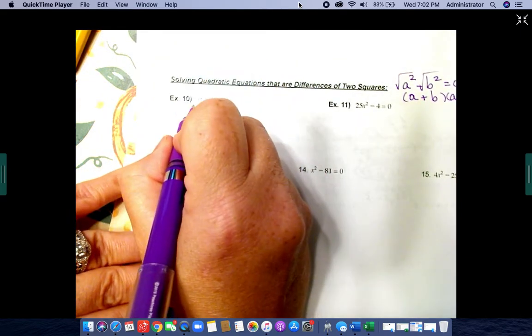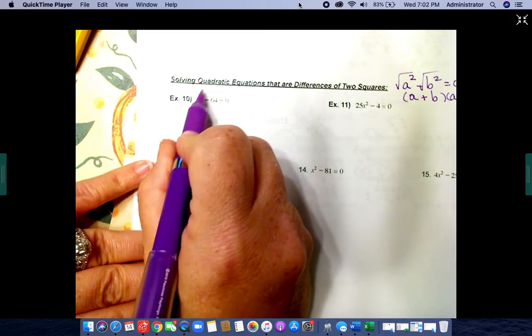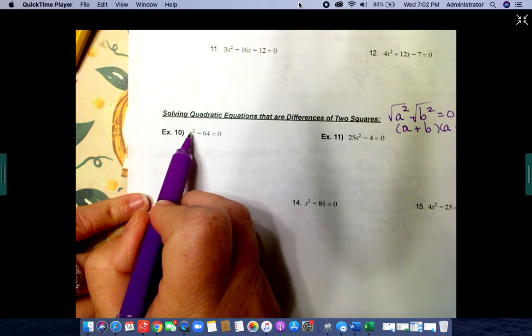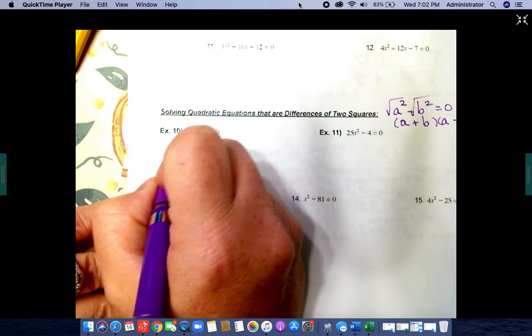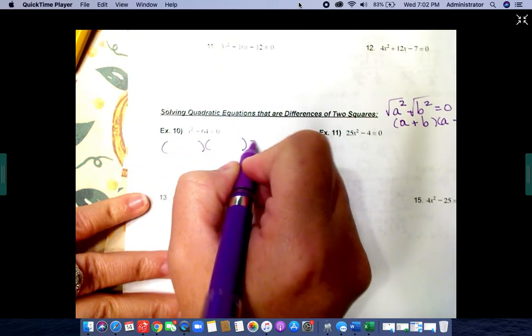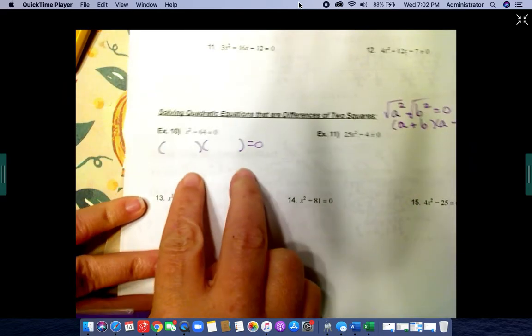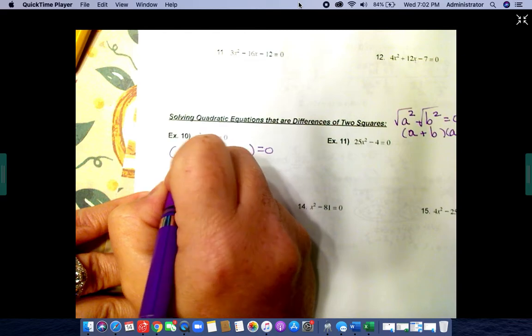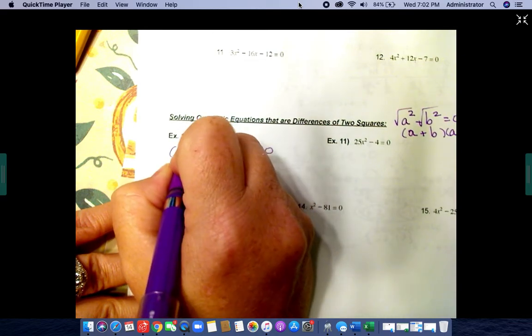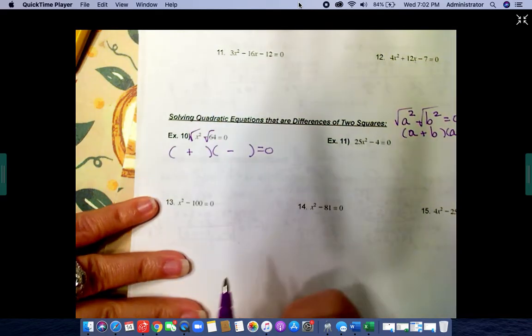All right, so I know it's a difference of squares because I have two terms and a minus sign, and my exponent is even, and 64 is a perfect square. So it is going to factor into two binomial factors like we did over here. And one is going to be a plus and one a minus, and all I have to do is take the square root of both terms.